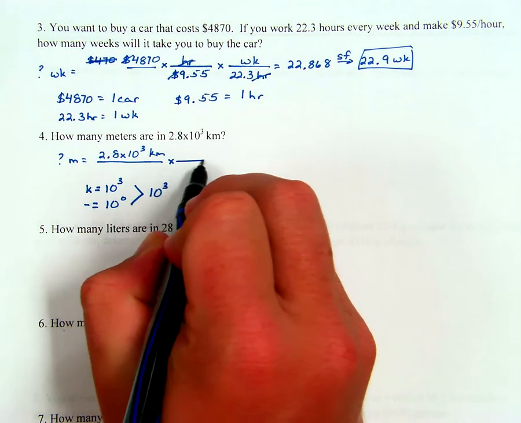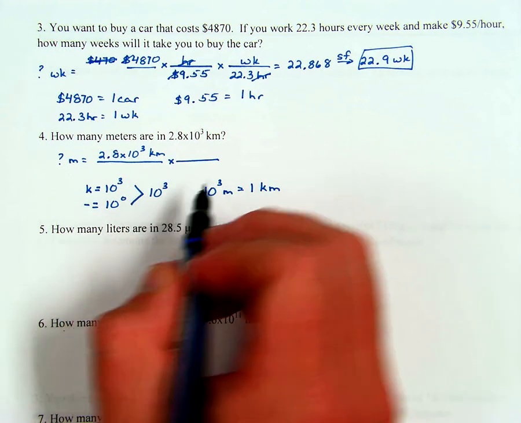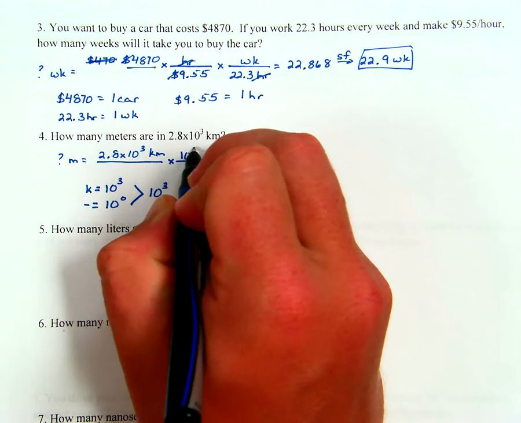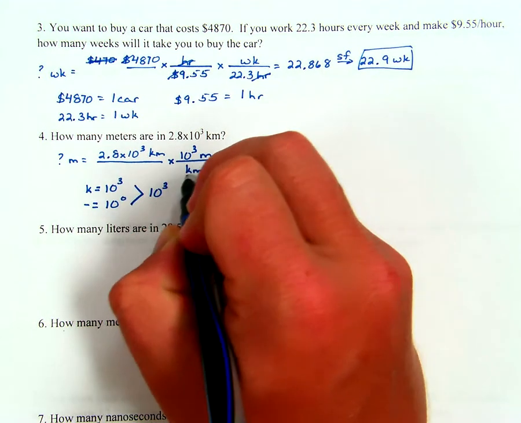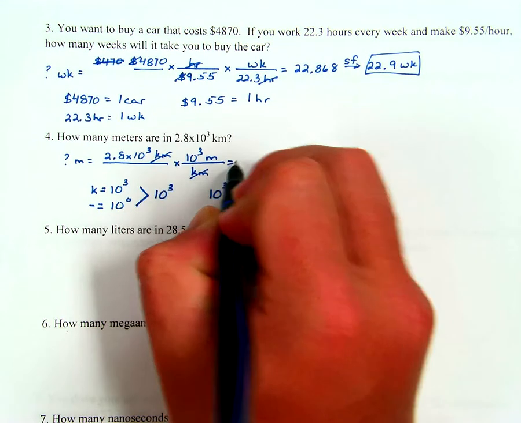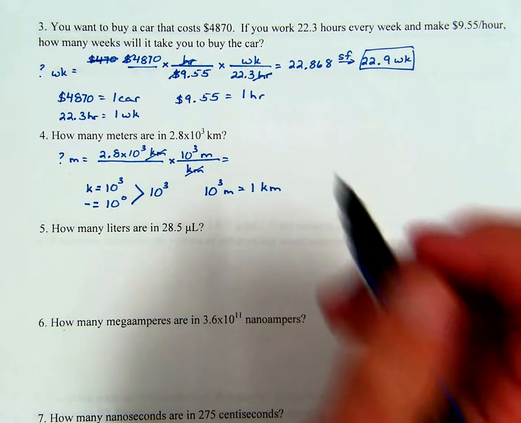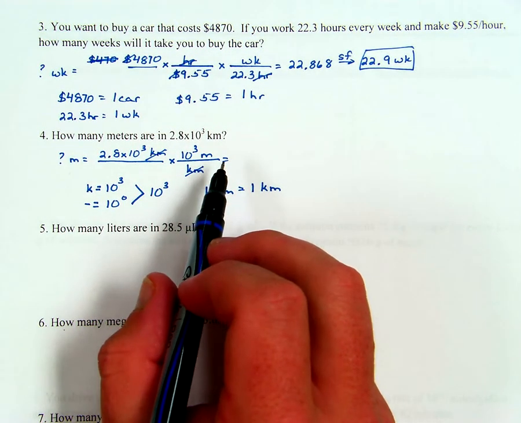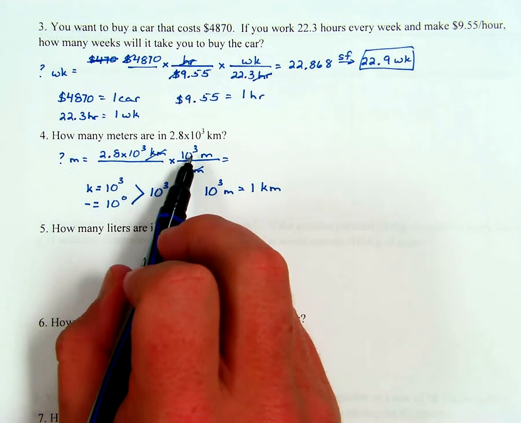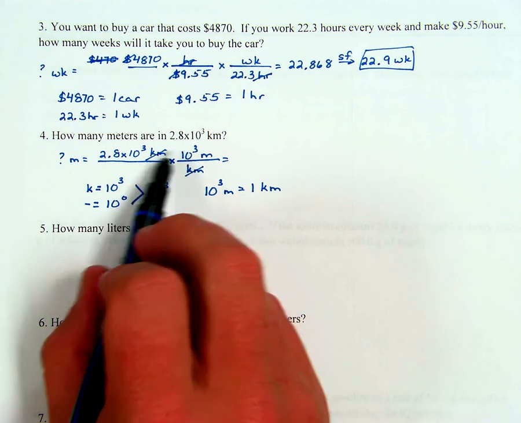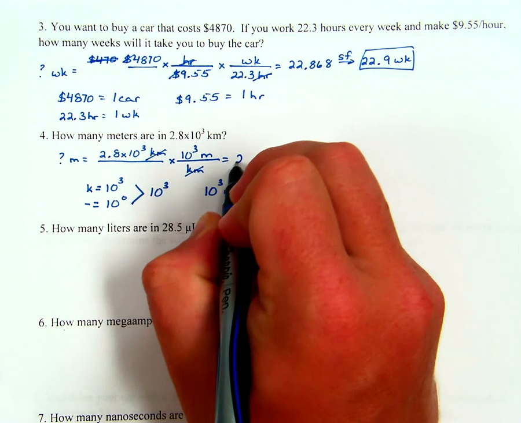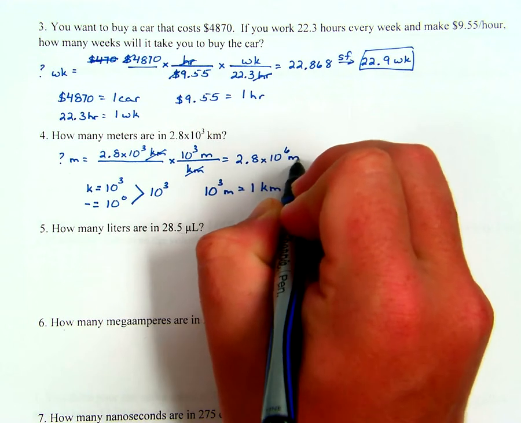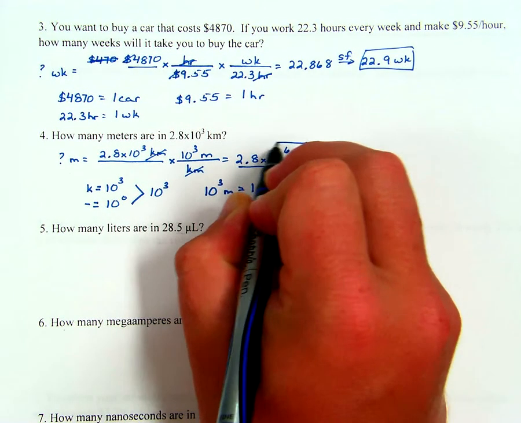Here is my conversion factor. I can see that the kilometers need to go in the denominator to cancel, so kilometers on bottom, 10 to the third meters on top. Kilometers will cancel. We're left in meters, and we're done. As far as getting an answer here, when it's in scientific notation like this, it's very easy. 10 to the third times 10 to the third, as we know, would be 10 to the 6th. You just add the exponents. So our answer is 2.8 times 10 to the 6th meters.